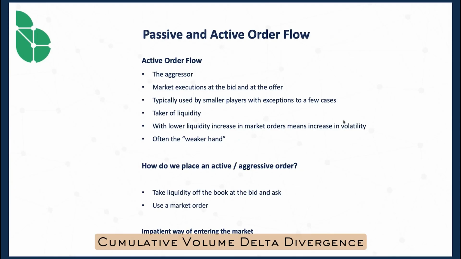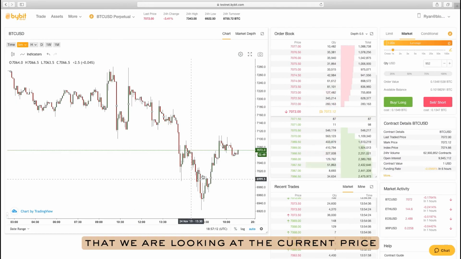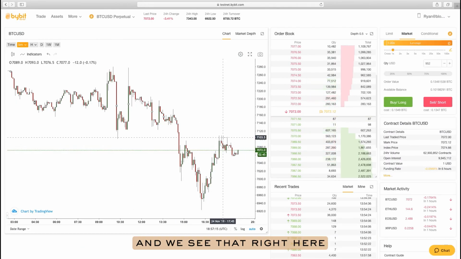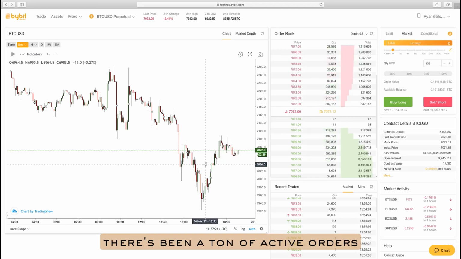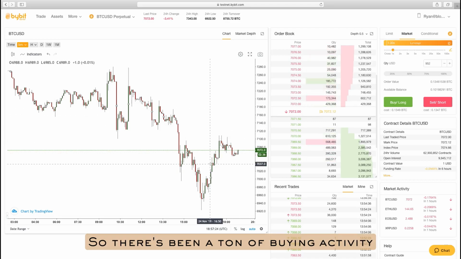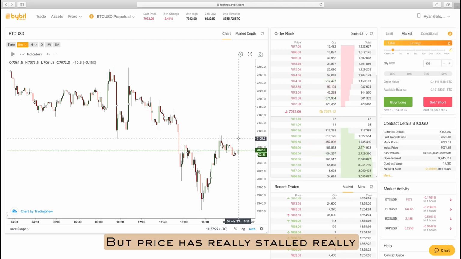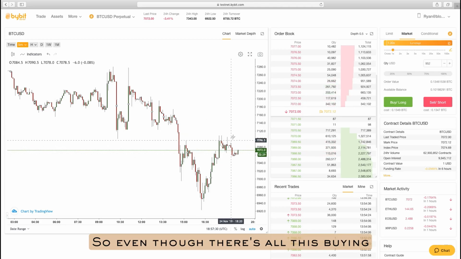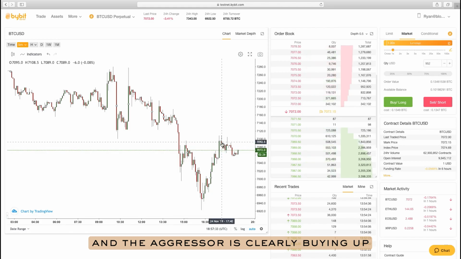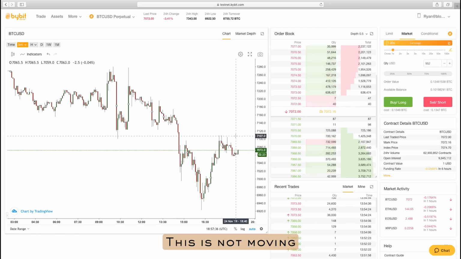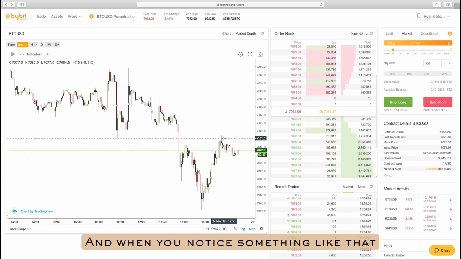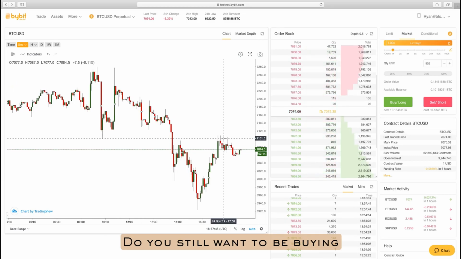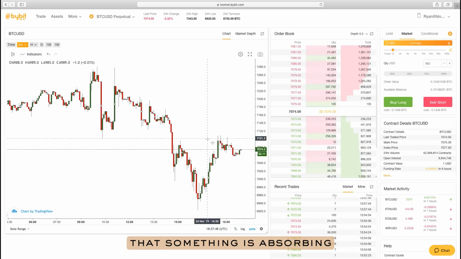So when we talk about cumulative volume delta divergence, which we're going to have a separate video on, we're talking about areas where, for example, we look at the current price and see that right here price is moving up, but price is relatively flat right here. Instead, we see that there's been a ton of active orders through this area. So there's been a ton of buying activity continuously up, but price has really stalled. So even though there's all this buying and the aggressor is clearly buying up this area, price is not moving. This indicates that the heavier hand, in the form of passive order flow, is absorbing all of that. And when you notice something like that, what side of the market do you want to be on? Do you still want to be buying when you recognize that something is absorbing all that buying power?